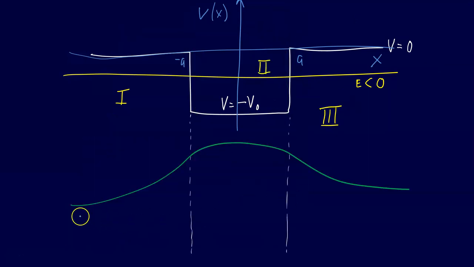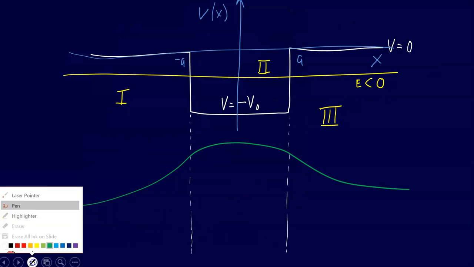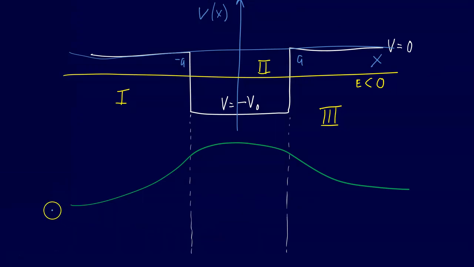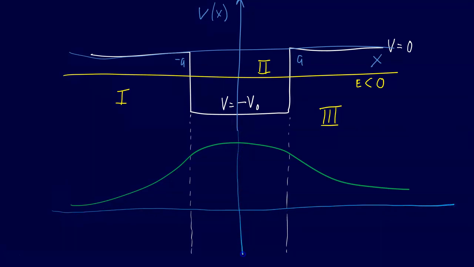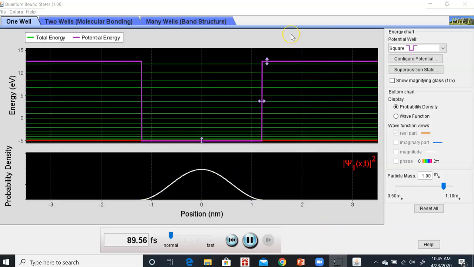Here would be the picture if we were to draw the solution in this particular case, and here would be x equals 0. In this region it's oscillatory, wave-like, curving towards the axis, and in these two regions it's curving away from the axis. How we apply our boundary conditions right here will determine the energy that we get for our bound state solutions.